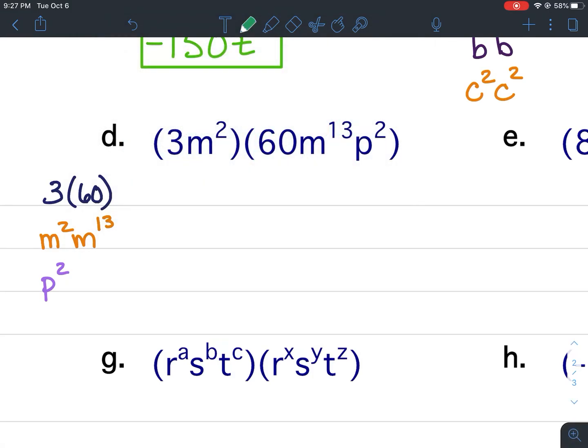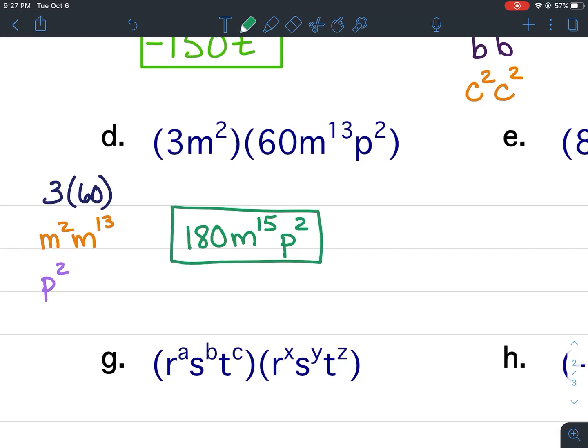Right, I'm going to start by multiplying my coefficients. 3 times 60 is 180. Now I'm going to multiply my variable terms by adding their exponents. 2 plus 13 would make that m to the 15th. And then since it's just p to the second, I don't do anything but write it down as p to the second. So my final answer for D would be 180 m to the 15th, p to the second.